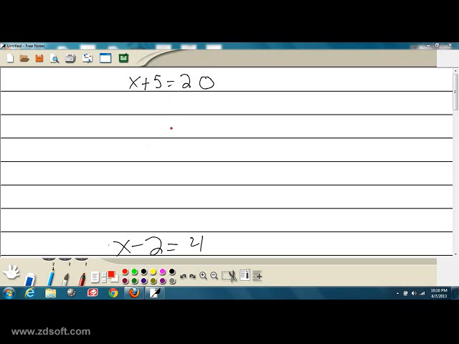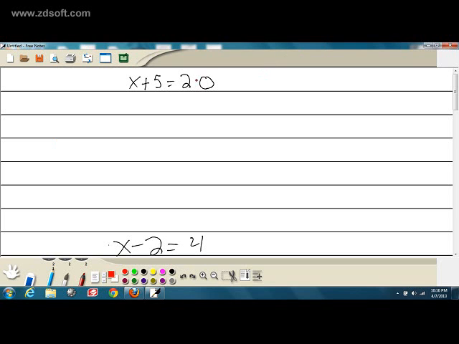Alright, so this is a review of simple one-step equations. Remember, one-step equations, just what it says. We're only going to do one thing and one thing only. So remember, when we are solving for x or any other variable, the main goal is to always get it by itself. So when we get it by itself, we have the answer.